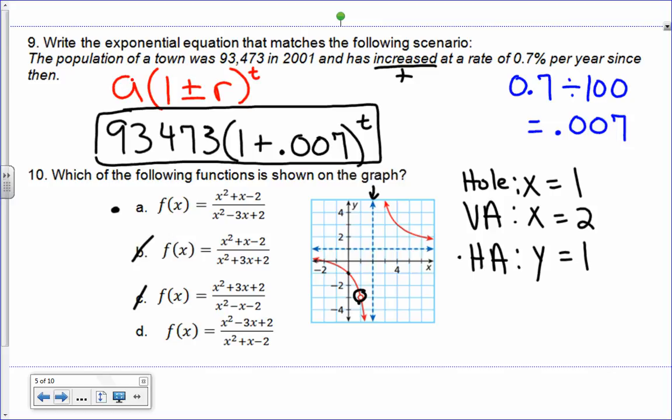Go to D. Top is x squared minus 3x plus 2. On the bottom, it's x squared plus x minus 2. I hit my graph, and the picture is definitely different. So the only answer that works is A. All right, let's move to number 11.